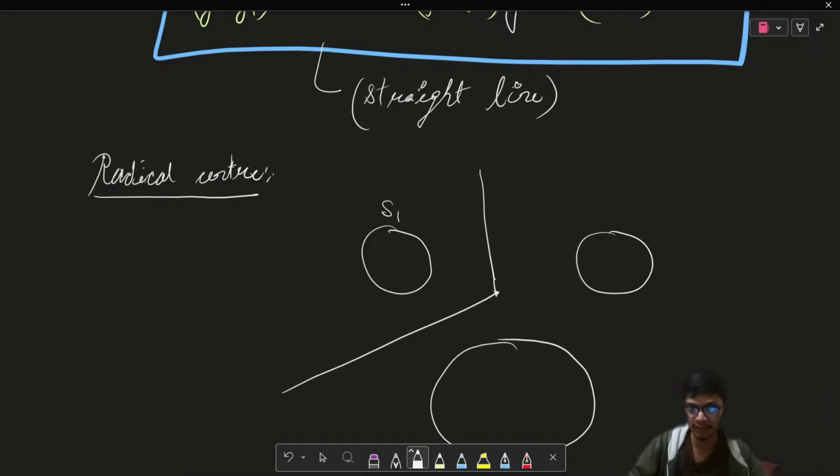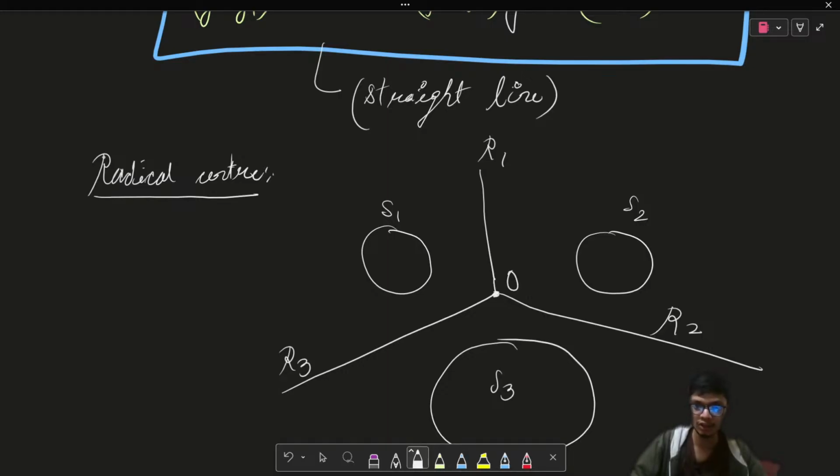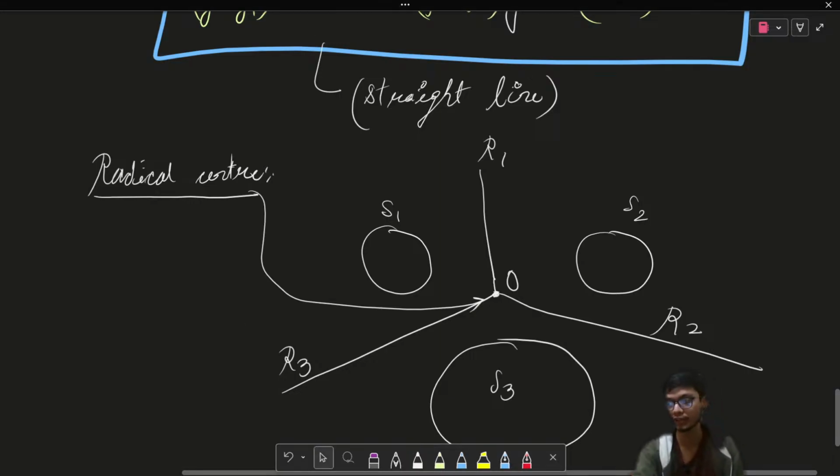So let us say for circles S1, S2, we have a radical axis. Let us say this is my R1. For S1, S3, we have a radical axis. Let us say it is R3. For S2, S3, we have a radical axis. Let us say R2. So wherever these radical axes meet, this particular point O is called the radical center. Okay, the simple concept. We will have multiple combinations of questions like this, right? I hope this is clear to all of you.